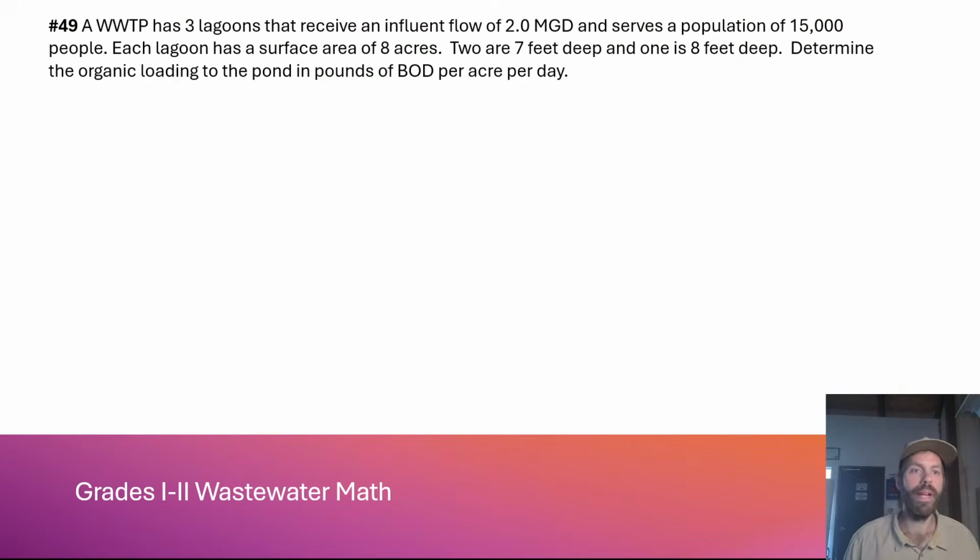Okay. A wastewater plant has 3 lagoons. By the way, pond and lagoon, they're pretty much interchangeable. Don't get thrown off. They're talking about the same thing. A wastewater treatment plant has 3 lagoons that receive an influent flow of 2 mgd and serves a population of 15,000 people. Each lagoon has a surface area of 8 acres, 2 are 7 feet deep and 1 is 8 feet deep. Determine the organic loading to a pond in pounds of BOD per day per acre. Sorry, I wrote that backwards.